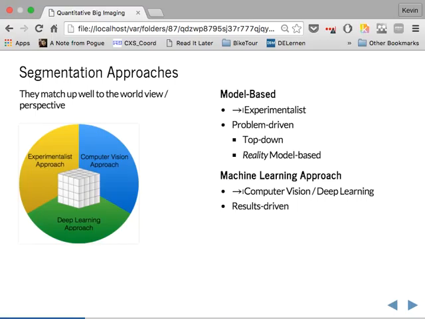Now when we look at the segmentation approaches, this fits very well with the ideas we covered in the first lecture. We have the image analysis approach, the experimentalist, the computer vision, and the deep learning approaches all coming together. What we covered last time with image enhancement is very much the experimentalist approach, which is model-based, problem-driven, top-down, and based on some sort of reality. The other approaches, which we'll discuss today, are the machine learning approaches.